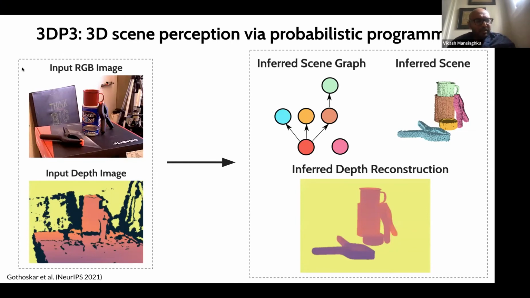So we've been applying probabilistic programming to 3D scene perception, as I mentioned earlier, and this is work that's been led by Nishad Gothoskar, and maybe best reflected in our paper on the 3DP3 system for 3D scene perception via probabilistic programming from NeurIPS 2021. The task we're looking at in this work is to go from input RGB and depth images to scene graphs and object models that can be used to reconstruct a cleaned up version of the input depth channel. So we'd like to go from the data on the left to the symbolic and geometric representations on the right.